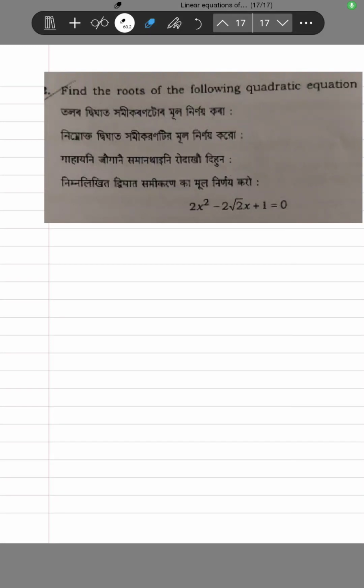We have here a quadratic equation from the Indian High School Leaving Certificate examination. The question is saying, find the roots of the following quadratic equation, in which the equation is 2x squared minus 2 root 2 x plus 1.